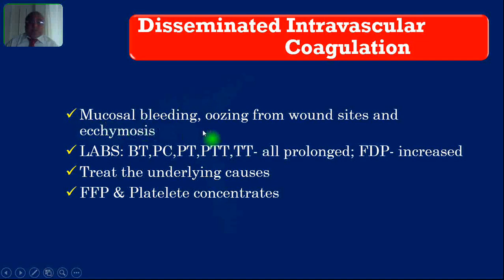Patient may present with mucosal bleeding, oozing from the wound sites, and ecchymosis. Labs will show all the parameters are prolonged, namely the bleeding time, the platelet count, PT, PTT, and thrombin time. Everything is prolonged apart from FDP and D-dimer, both of which will be increased. So for treatment, you have to treat the underlying cause mainly. You can give FFP and you can also give platelet concentrate.